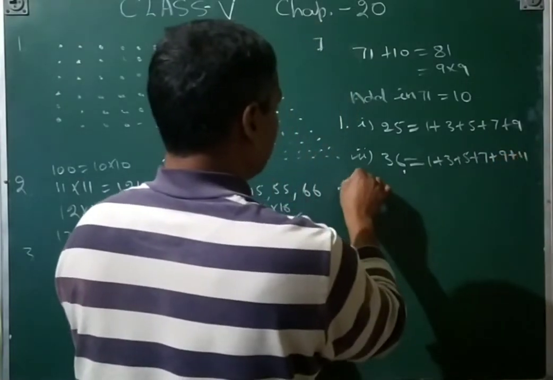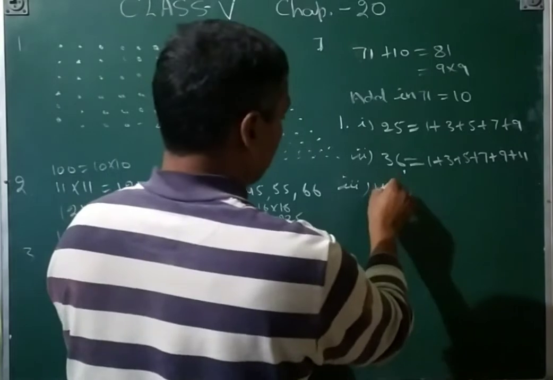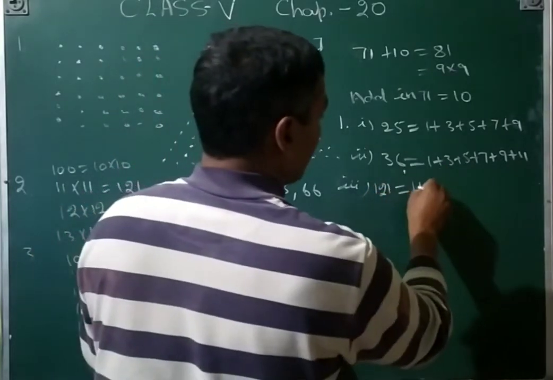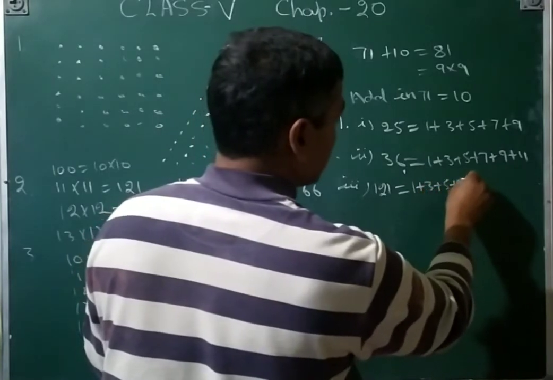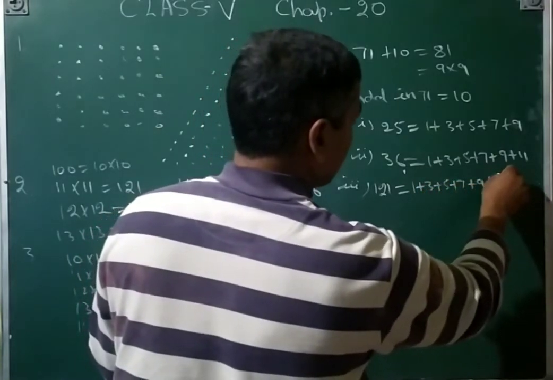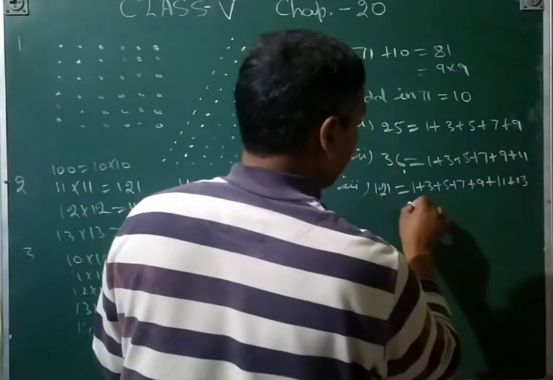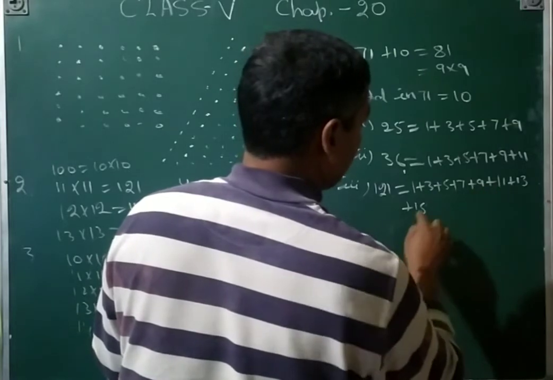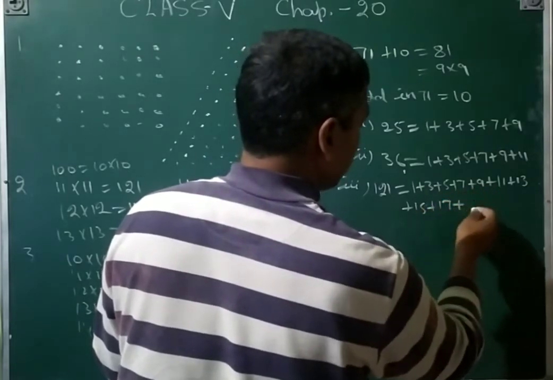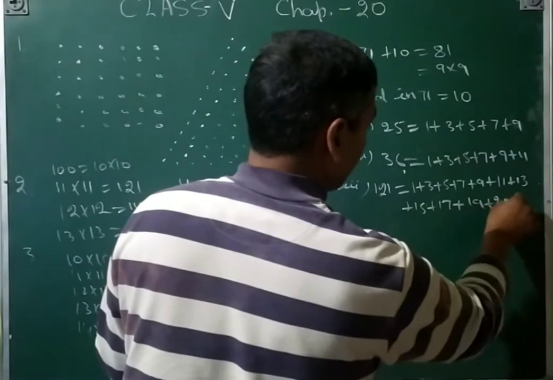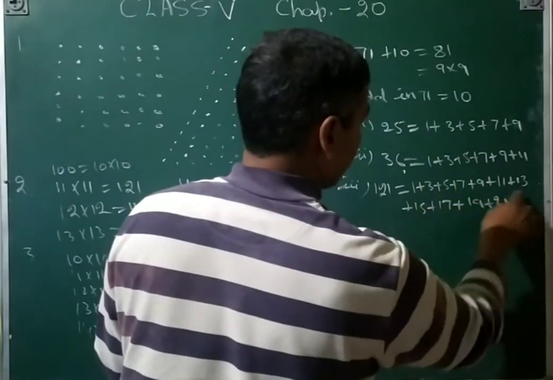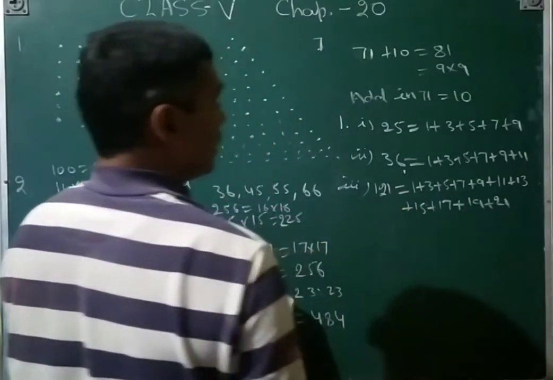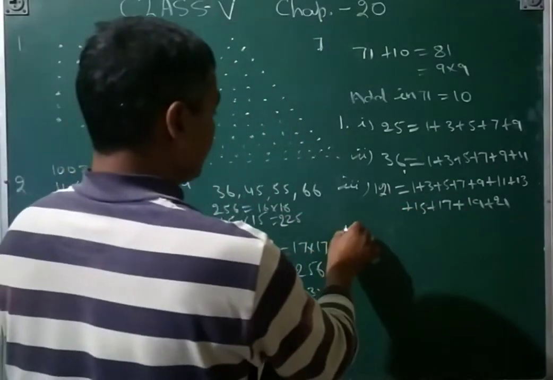And then third part, similarly 121. 121 means 11 elevens. So we will write 11 terms. 1 plus 3 plus 5 plus 7 plus 9 plus 11 plus 13 plus 15, that is 1, 2, 3, 4, 5, 6, 7, 8. Then 17 plus 19 plus 21, that is 1, 2, 3, 4, 5, 6, 7, 8, 9, 10, 11. When you add these whole numbers, that will become 121.